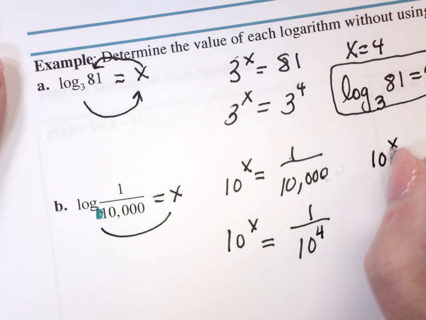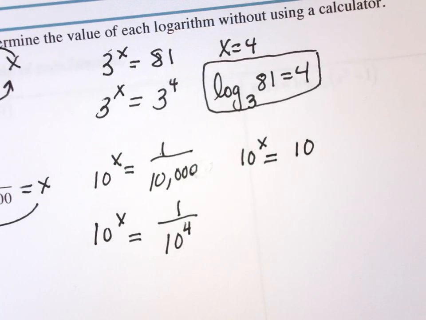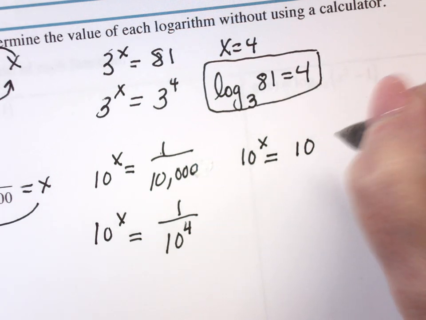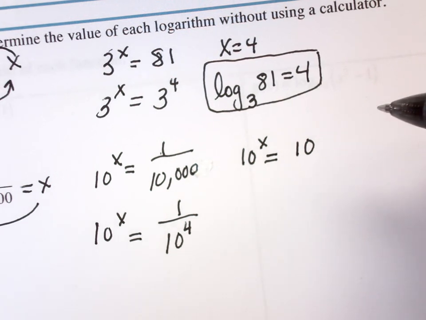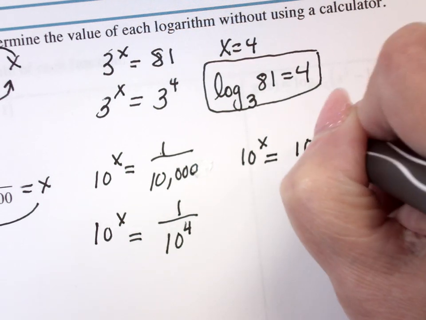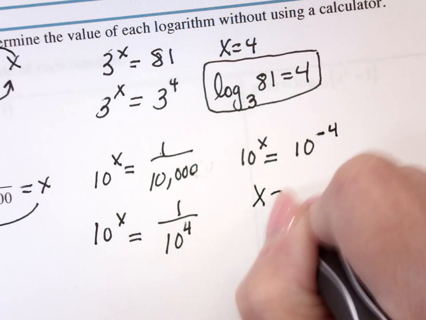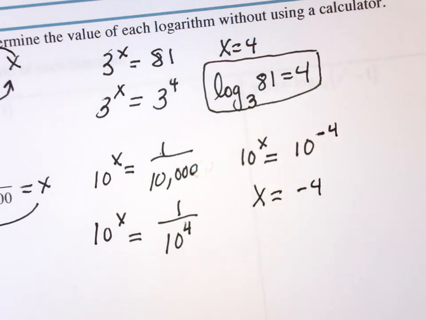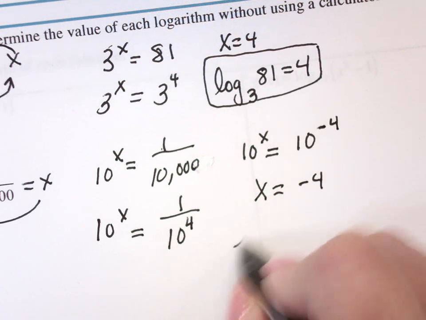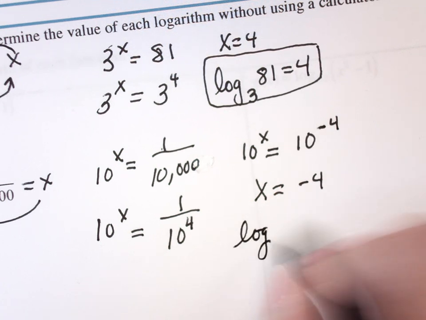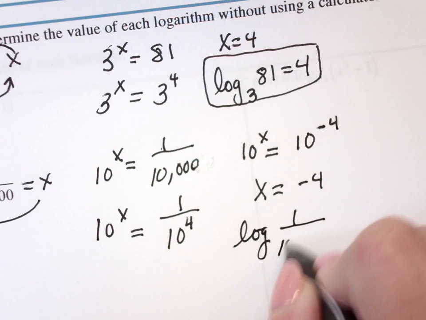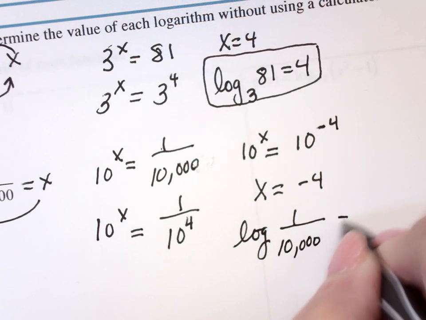10 to the x equals 10 to what power? If I went over 10 to the 4th, 10 to the x is equal to 10 to what power? Negative 4. Good old negative exponents. So that x is negative 4. Bases are the same. Exponents must be equal. So this tells me that the log of 1 over 10,000 equals negative 4.